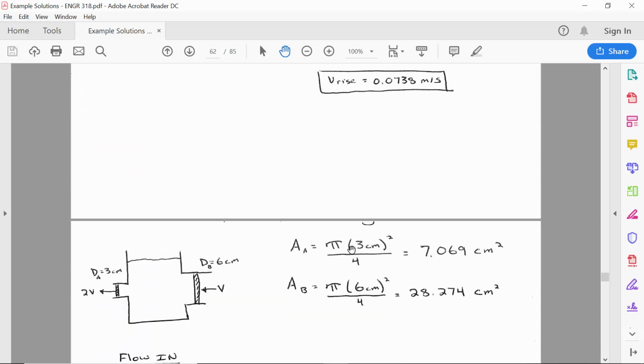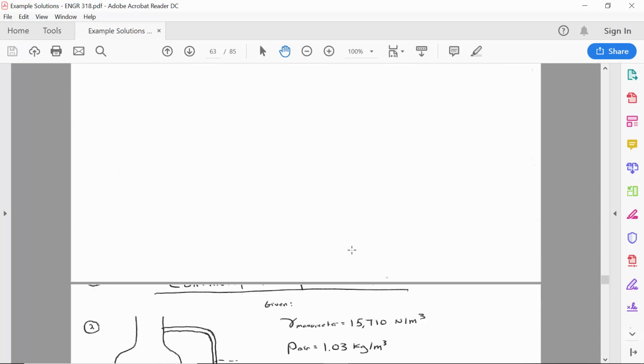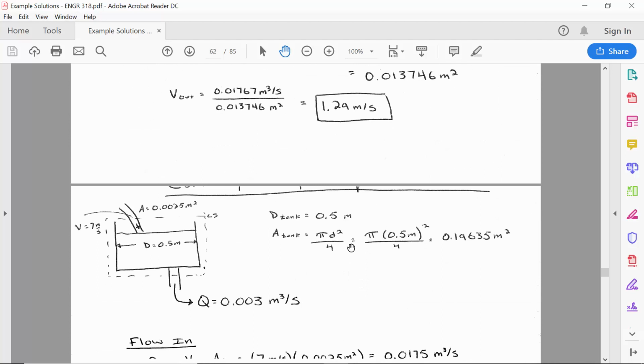Tricky, right? I mean, it ends up being an easy problem, but when you first look at it, you're not quite sure exactly what's going on.